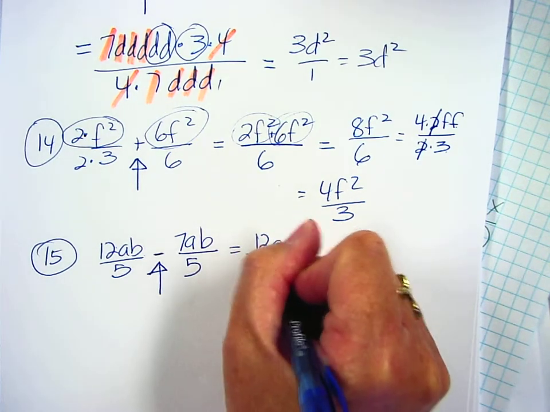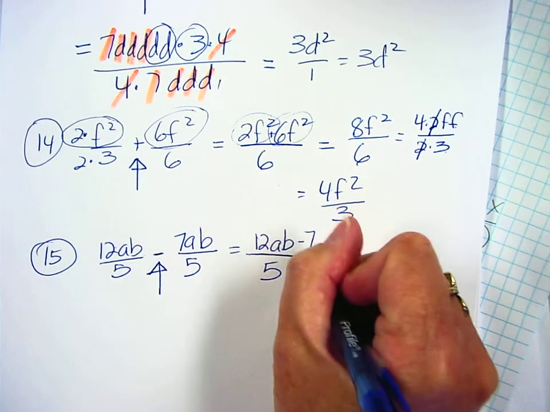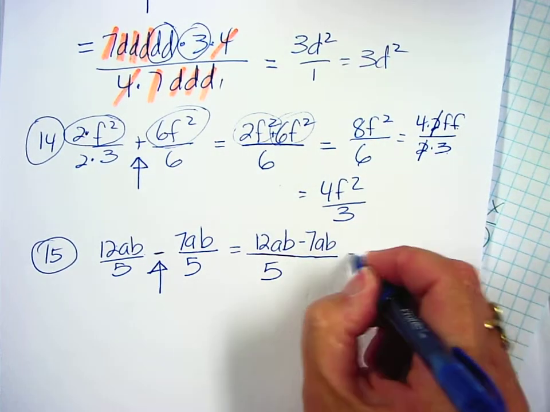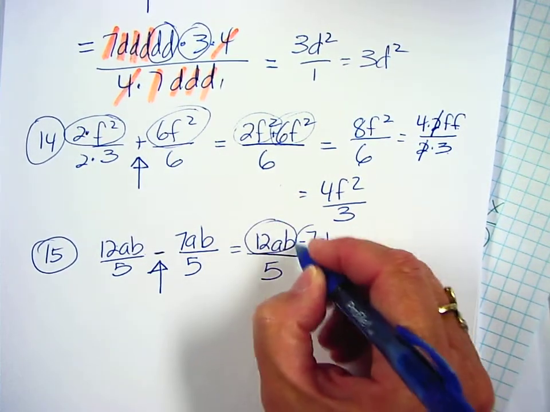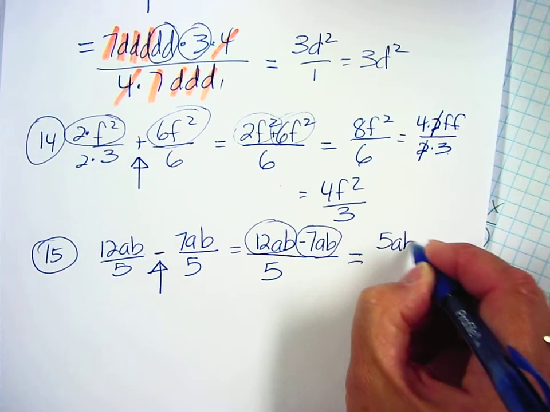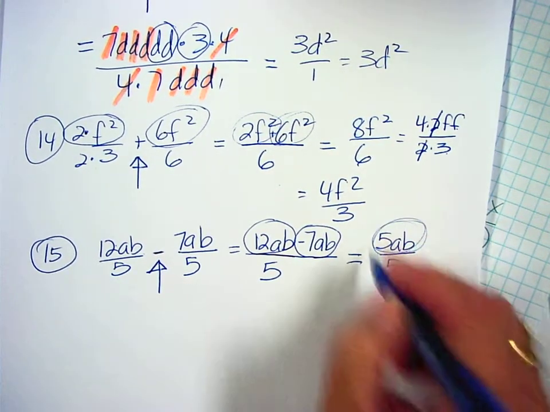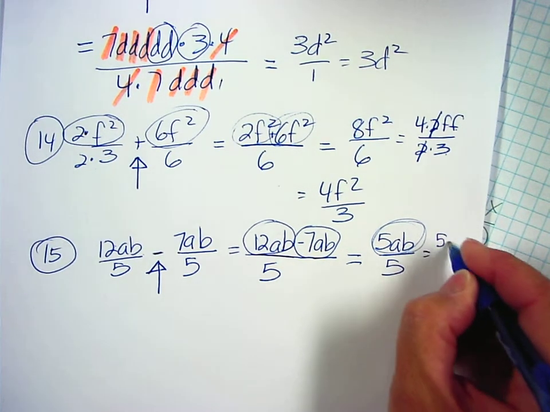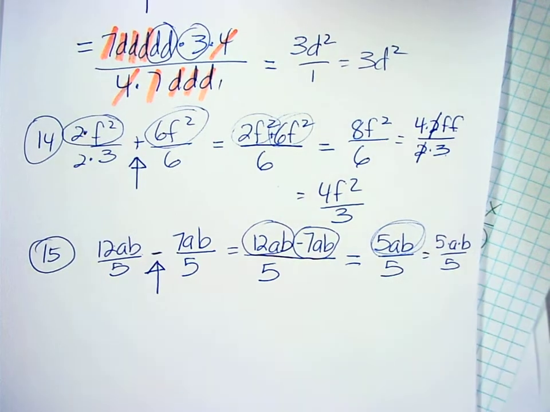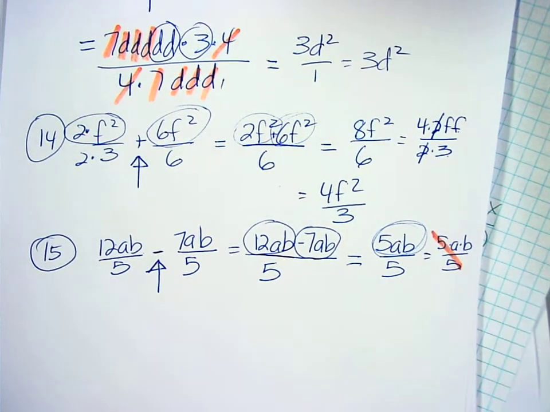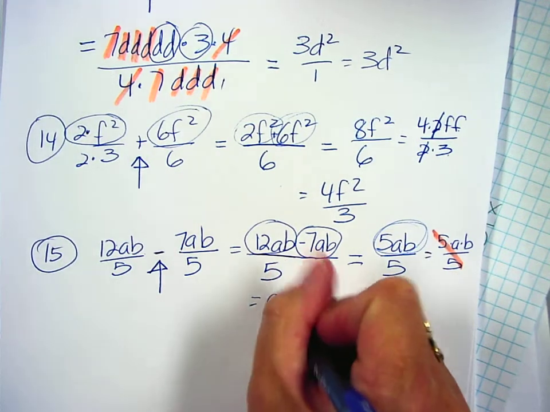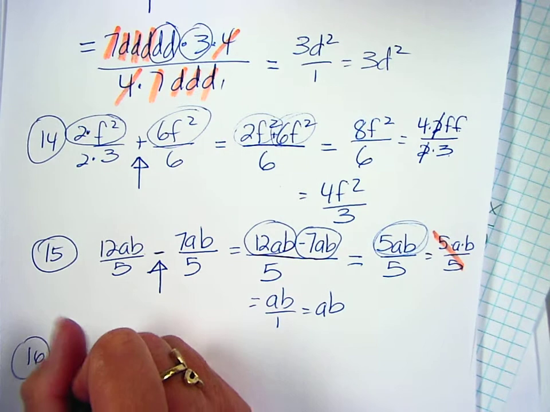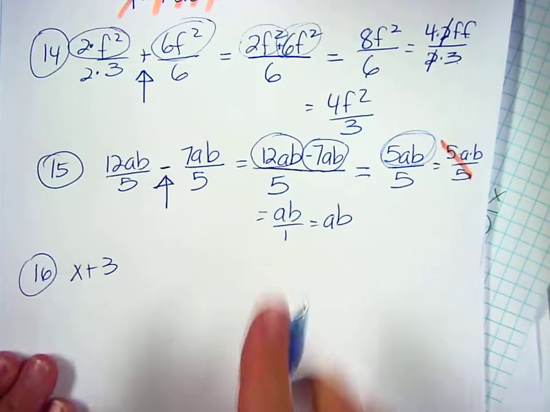12ab minus the monomial 7ab. Well, 12ab and 7ab are like terms, and if I combine these like terms, I get 5 positive ab's over 5. This is a monomial, baby. No addition or subtraction signs. Bust it up and I get 5 times a times b over 5. Your 5's cancel out and you're left with ab over 1, which is just ab. Woohoo!